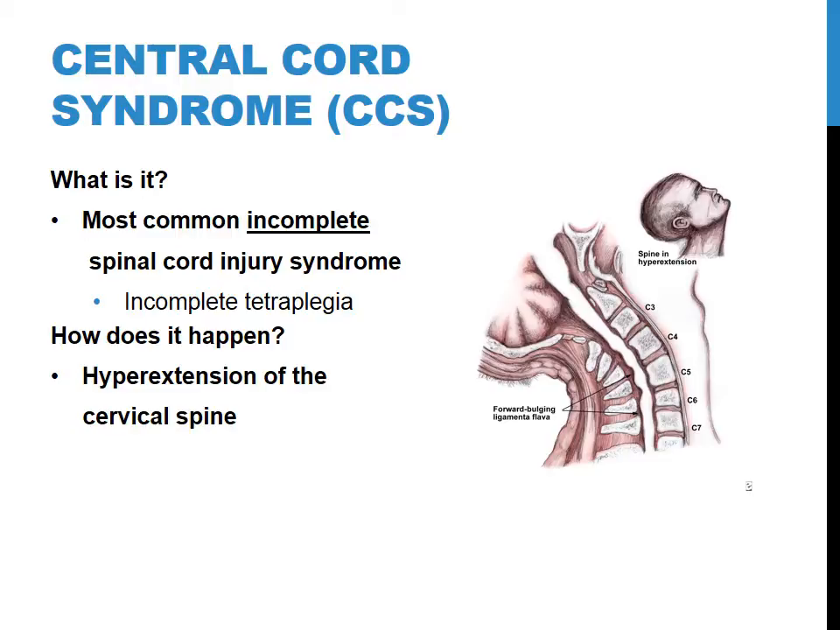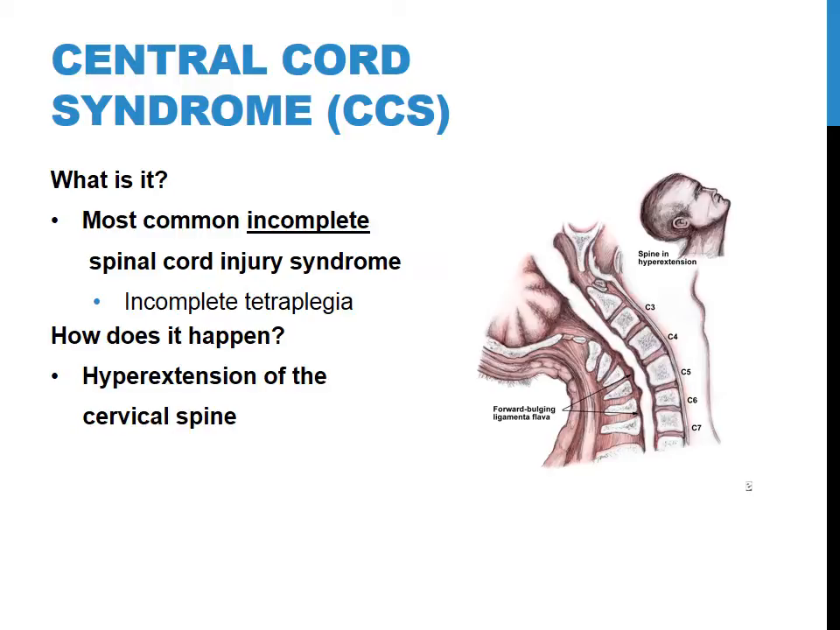injury. The characteristic presentation of central cord syndrome, or CCS, is symmetrical weakness that's greater in the upper extremities than in the lower extremities, which I'll talk more about in the next slide. It most commonly occurs due to a traumatic hyperextension injury at the cervical spine.